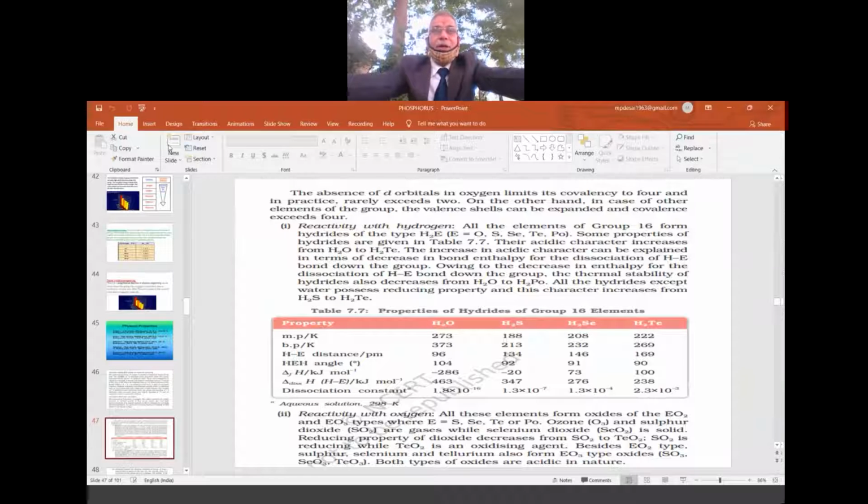Now, after understanding the oxidation state, let us apply this knowledge to the chemical properties. The first property is reactivity with hydrogen.